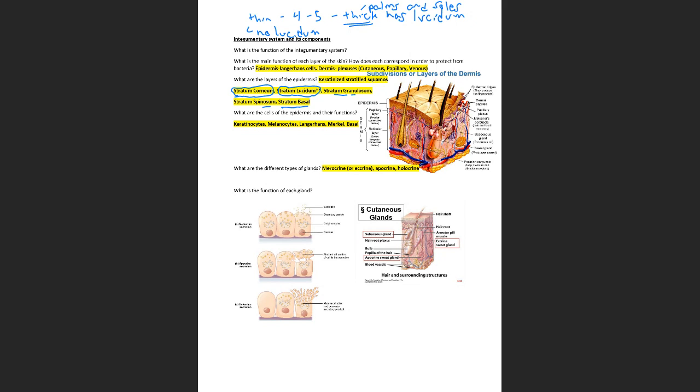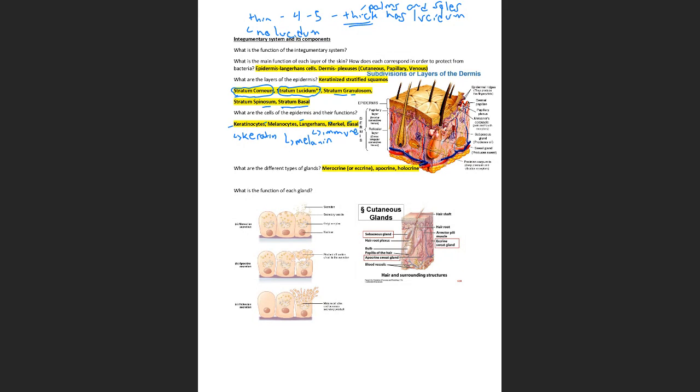Now, in the epidermis, there are certain cells in there. We have keratinocytes, we have melanocytes, we have Langerhans cells, which we discussed briefly. We have Merkel cells and the basal cells. Keratinocytes, they produce keratin. Okay, that's where the keratin comes from on our skin. Melanocytes, they produce melanin. Langerhans cells is for immune function. Okay, if there's any invading bacteria, Langerhans cells recognize and attack.